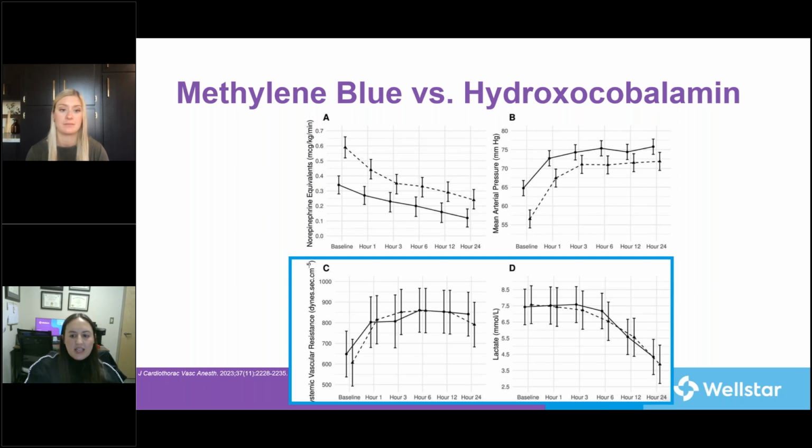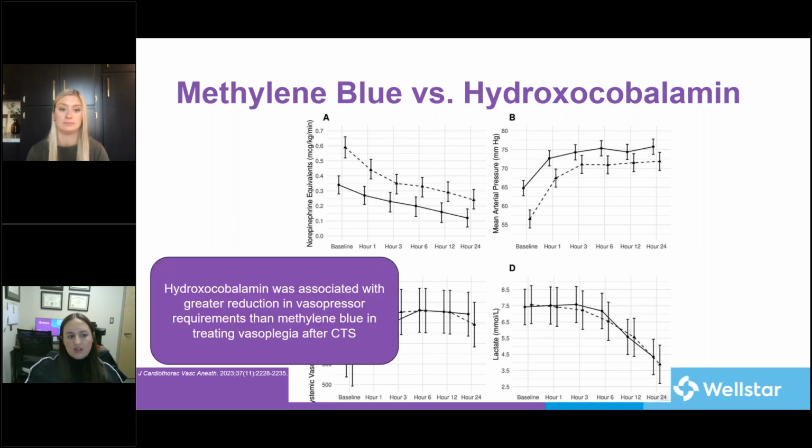There were no differences in their serum lactate or in their systemic vascular resistance, and really no differences were seen in hospital or ICU length of stay or mortality. So this study determined that there was a greater reduction in vasopressor requirements in patients that received hydroxycobalamin compared to methylene blue. However, I think there are some significant limitations to this study, and it would be beneficial for us to have more data to really determine which of these agents would be best.